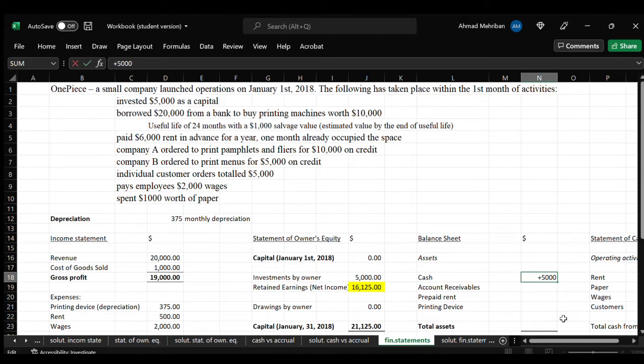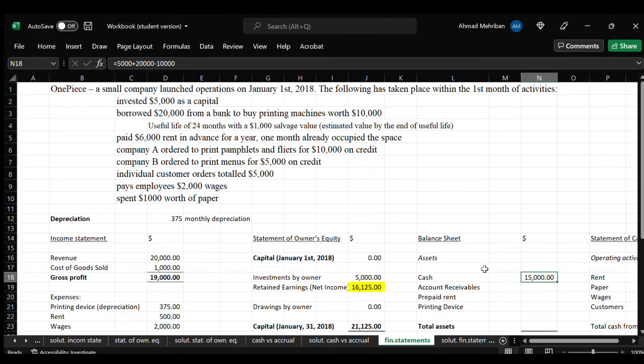So borrowed 20,000, meaning our cash increased 20,000. And immediately we assume that they bought $10,000 worth of printing machine, which reduces our cash by 10,000, which means that our cash is by now 15,000. So you can look at the formula here on the top: 5,000 plus 20,000 minus 10,000.